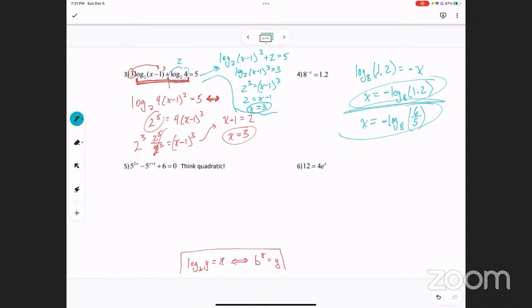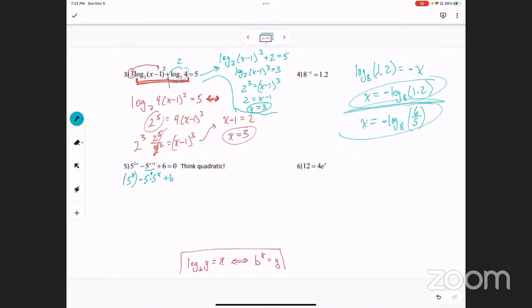So for number 5, they even give you a hint. They say think quadratic. So the first thing I'm going to do is rewrite this right here as -5 times 5 to the x. That's a trick. Do you see why? Because 1 plus x, you could go backwards. You can write 5 times 5 to the x. Those are the same thing there.